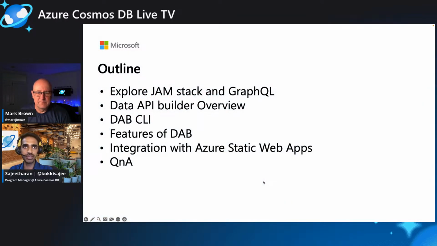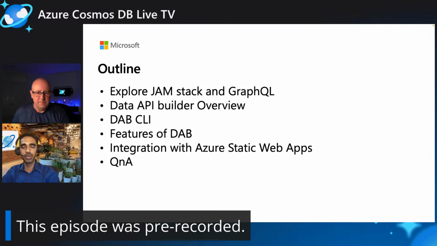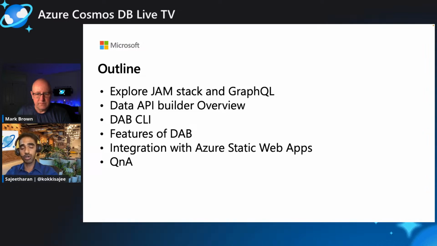So the outline for today is I will talk a little more about what is Jamstack and GraphQL, because that lays the fundamentals for this particular session. And then we will go into the Data API Builder overview. What is it all about and how to get started. And I will talk about the tool set that Data API Builder provides, including the Data API Builder CLI, and also we will talk about the Data API Builder features. And finally, I will show an end-to-end demo with integration with Azure Static Web Apps. And if you have any questions, we will address them as well.